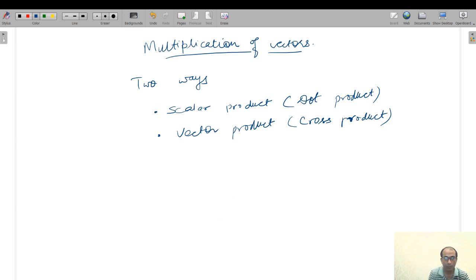So why do we have two different kinds of multiplications? ऐसा क्यों होता है? दो टाइप का multiplication क्यों होता है? See, we have seen physical quantities like work done, right? Like power. So how do we obtain work done? कैसे मिलता है हमें? It is by multiplying force and displacement, right? And both these physical quantities, force and displacement, are vectors. But when we multiply them, we get what? A scalar quantity.